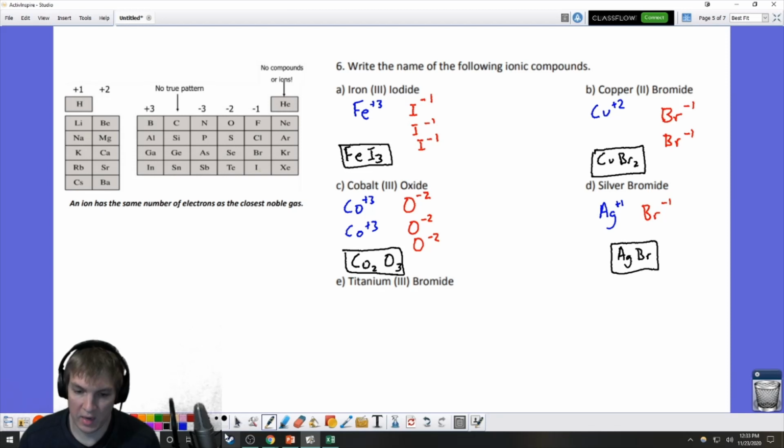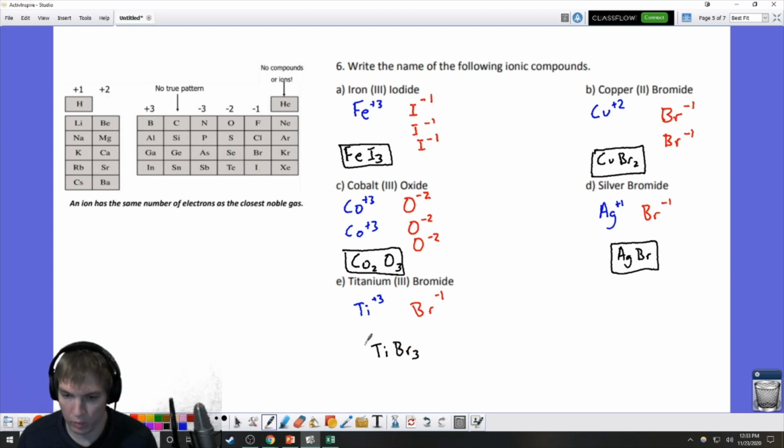And then finally, titanium 3 bromide. Titanium, which is Ti, has a +3 charge, and then bromide, or bromine, is Br, and we just dealt with that a few times, so that's -1. +3, -1. You can kind of guess at this point how we need to balance this out, but the final formula is going to be TiBr3.